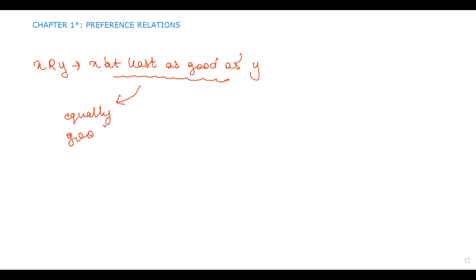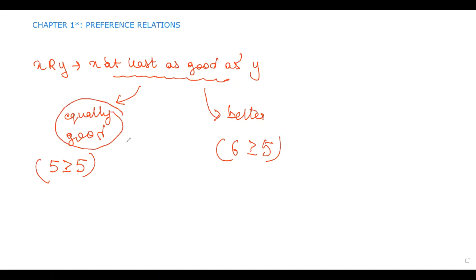So for instance, this is not a preference relation in general, but we can write 5 is greater than or equal to 5. 5 is at least as big as 5 because they are equal. The second thing is better. So 6 is greater than or equal to 5 is also true. So now this is called the symmetric component of R. This is called the asymmetric component of R. Why is it so?